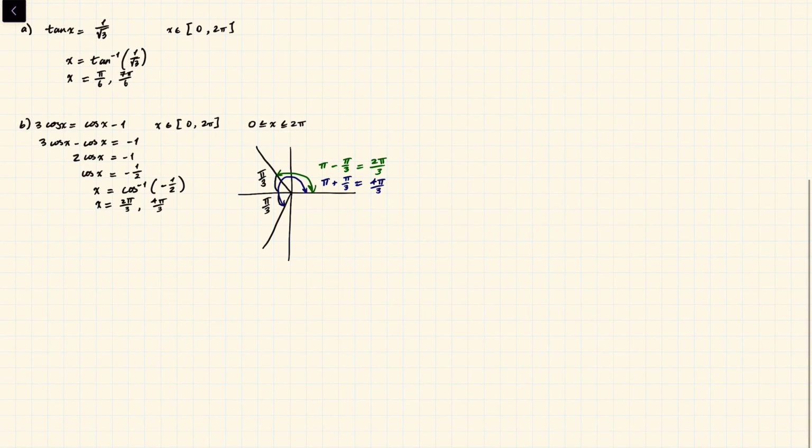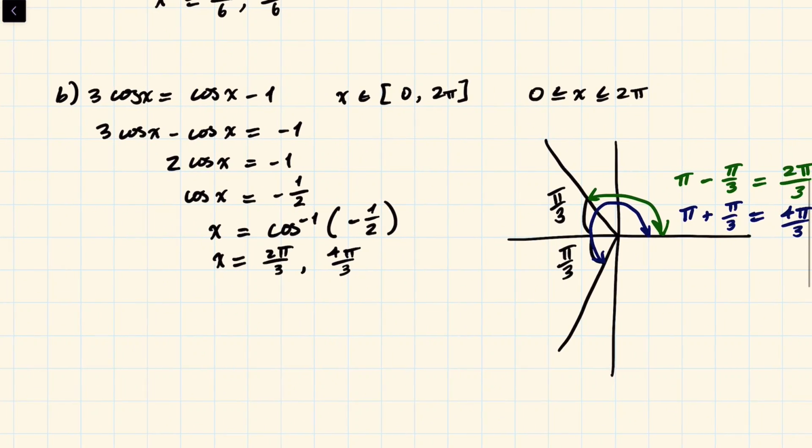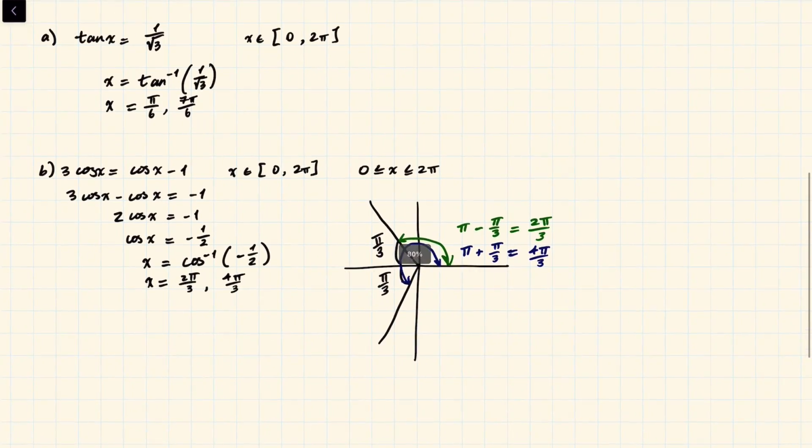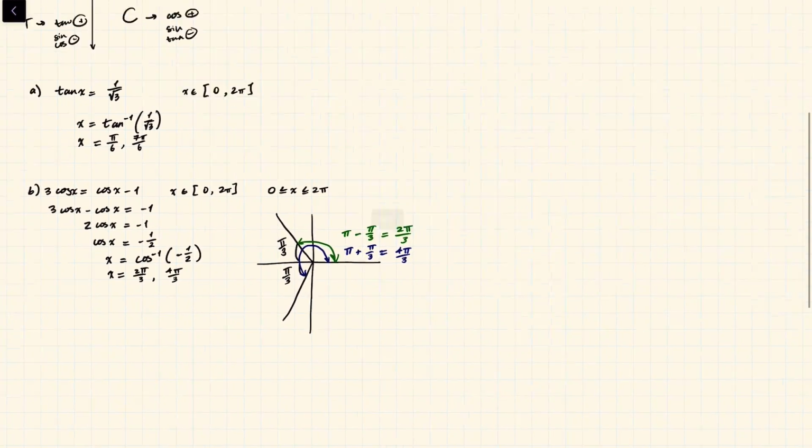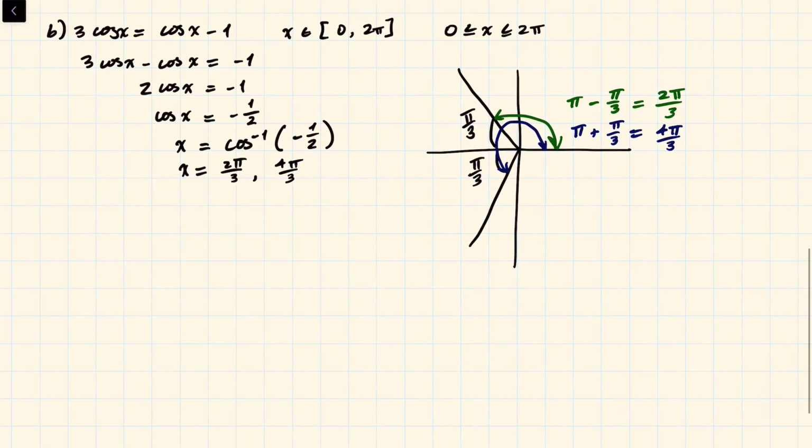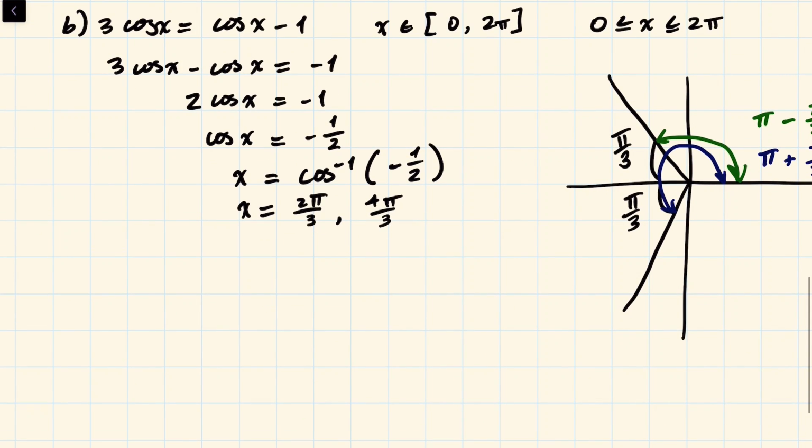But we're setting restrictions on our domain here, so we only have 2 answers. Okay, so let's do another one then. We will do, I suppose, sine squared of x equals sine x. Okay.